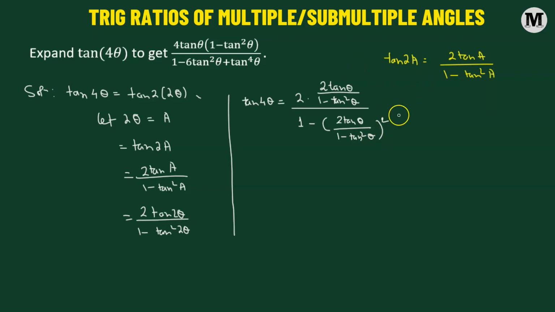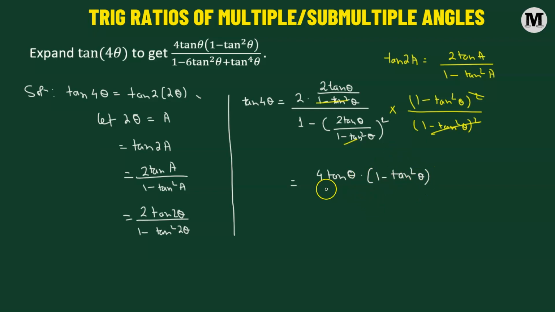Now what we'll do is multiply both numerator and denominator by 1 minus tangent squared theta, whole squared. Immediately we can factor out 1 minus tangent squared theta, and this entire term will get cancelled out with this one, such that we are now left with 4 times tangent theta multiplied by 1 minus tangent squared theta in the numerator, and in the denominator we have 1 minus tangent squared theta, whole squared, minus 4 times tangent squared theta.